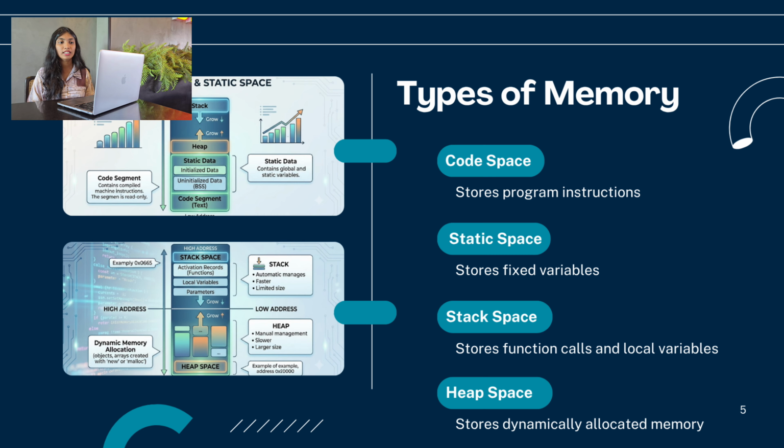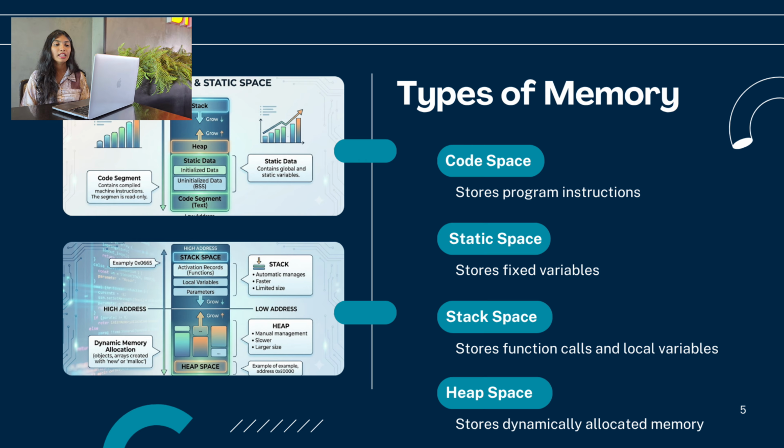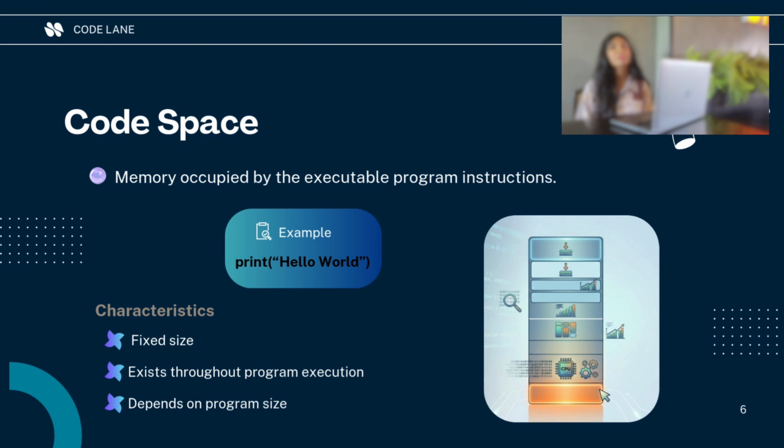Code space stores the instructions that make up the program. Static space stores fixed variables that remain available throughout execution. Stack space manages function calls and local variables. Heap space handles dynamic memory allocation. Understanding these memory areas helps us understand where memory is being consumed inside a program. In the next few slides, we will discuss each type separately.